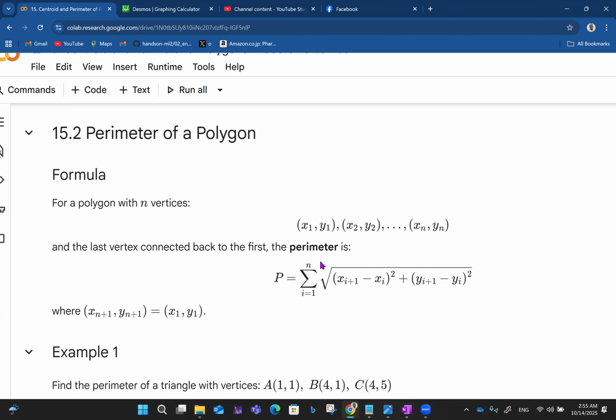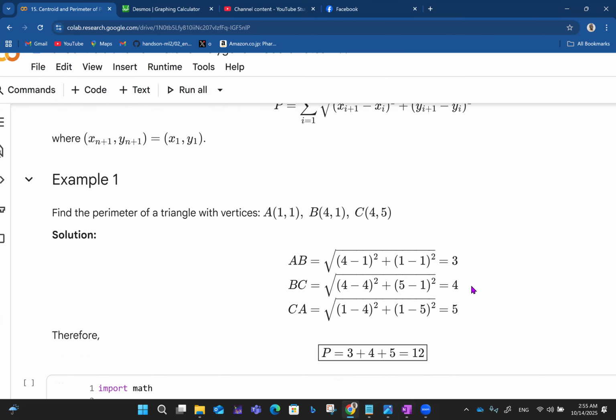So it means if you have a decagon, for instance, a decagon is a 10-sided polygon, you start from 1. So you have (x2 minus x1) squared plus (y2 minus y1) squared. Then you go (x3 minus x2) squared plus (y3 minus y2) squared, all the way to when i is 10. So you have (x11 minus x10) squared plus (y11 minus y10) squared, something like that. So that way. Now, let's take an example straight up.